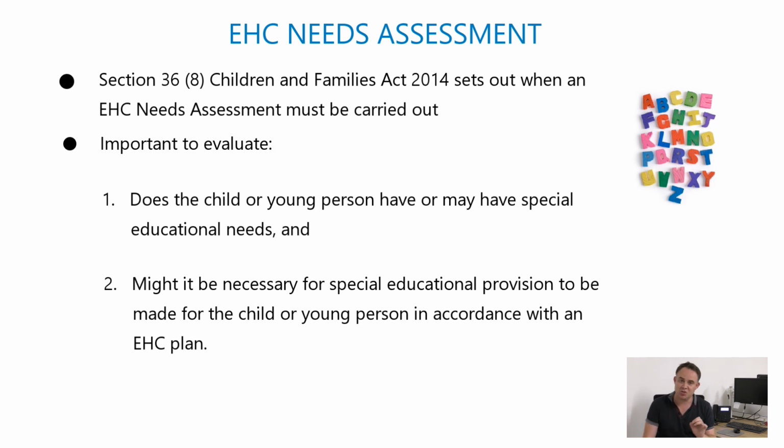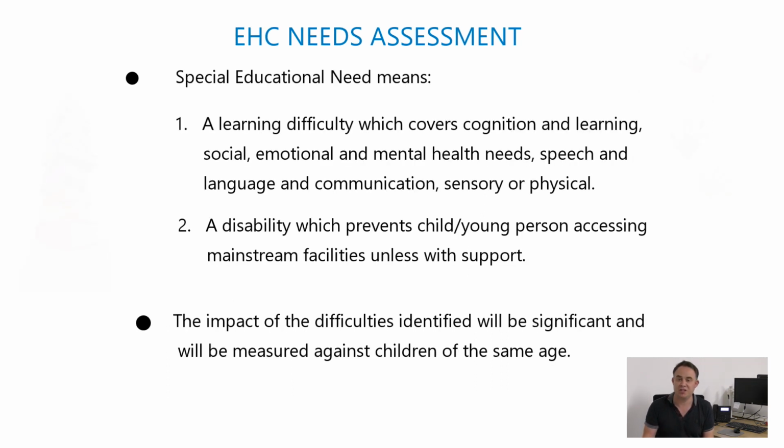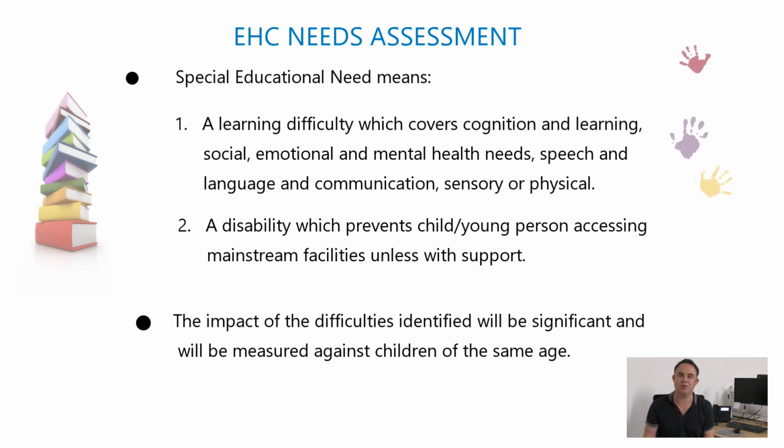Now, a special educational need is either a learning difficulty. So when we think about learning difficulties, that could be difficulties with their cognition, perhaps literacy, numeracy difficulties. Dyslexia is often identified as a learning difficulty, a speech, language or communication difficulty, a sensory or physical difficulty, or social and emotional difficulties. All of those things can have an impact on a child's learning, and if they are significant, then they are going to be regarded as a special educational need.